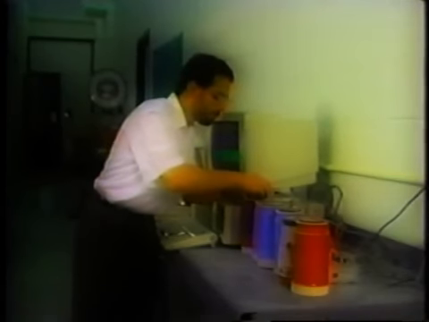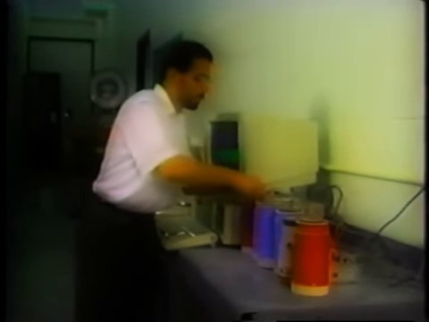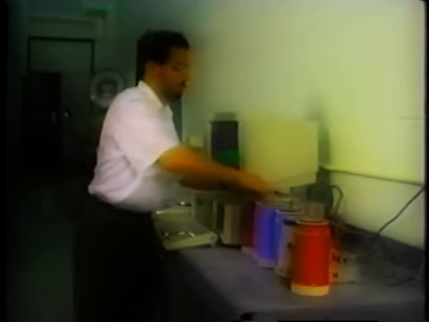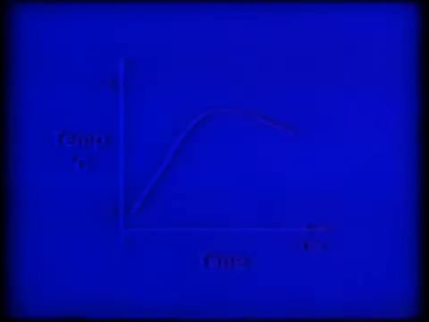A thermistor is then embedded into the fresh mortar. The output of the thermistor can be recorded by a computer. The results of this experiment can be plotted as a curve of temperature versus time. The area under the major peak can be related to early strength development.